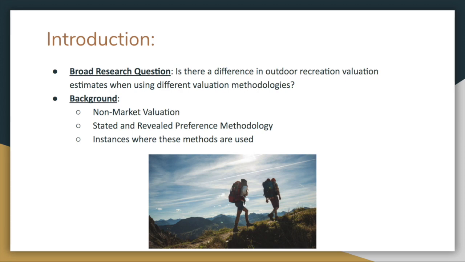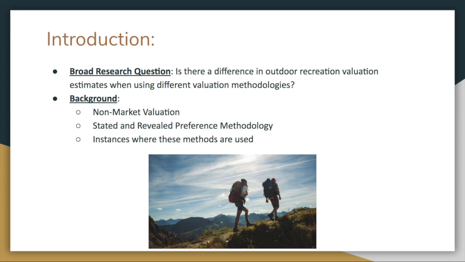Valuing outdoor recreation is a form of non-market valuation. Non-market valuation refers to assigning economic valuation to goods or services that cannot be traded in a market. Since outdoor recreation cannot directly be traded in a market, non-market valuation techniques are used to find values for it. Two different methods of finding non-market values are stated and revealed preference methodology.